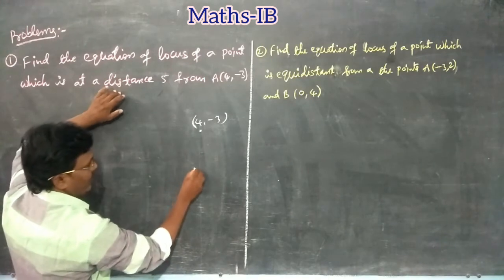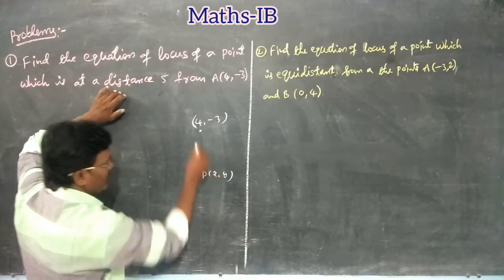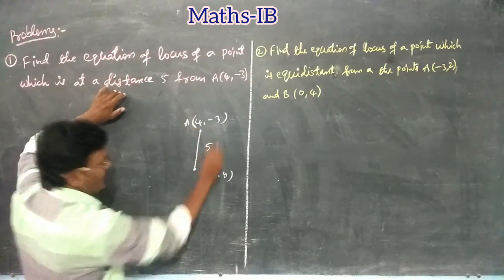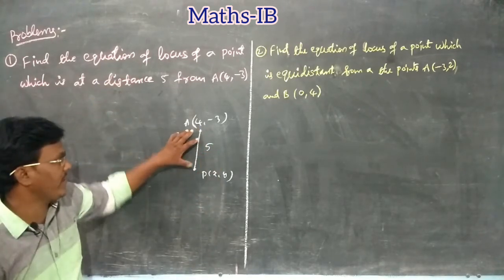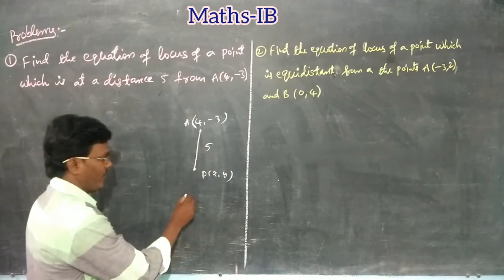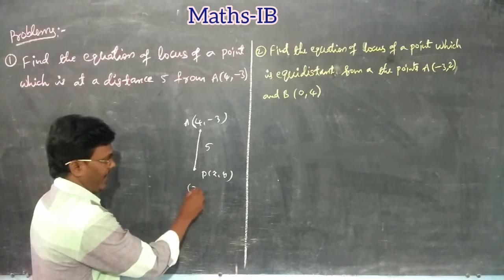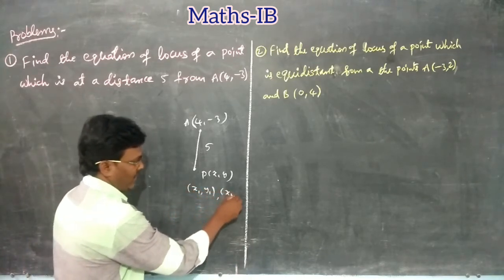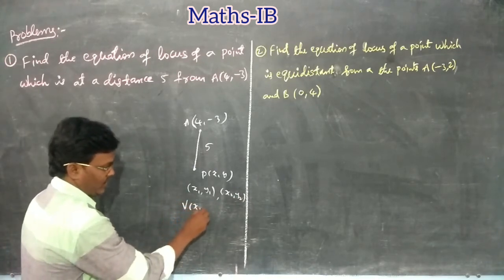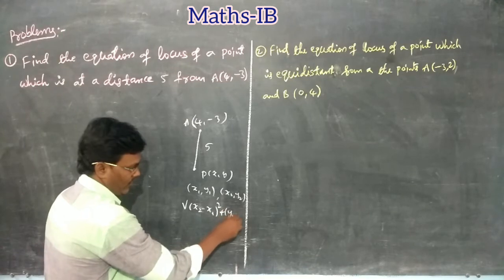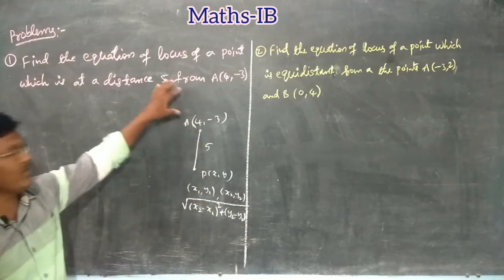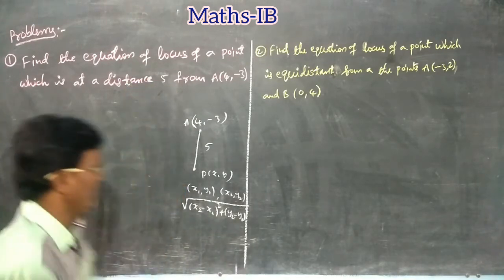Let the point be P(x, y). The distance from this point to the given point is 5 units. We already know the distance formula between two points (x1, y1) and (x2, y2): the square root of (x2 - x1) whole squared plus (y2 - y1) whole squared. So by using the distance formula, we can solve this problem. Now let us move into the problems.